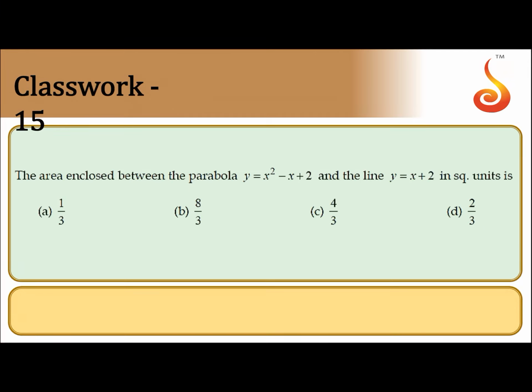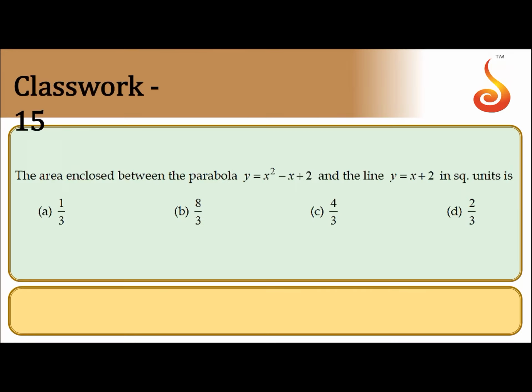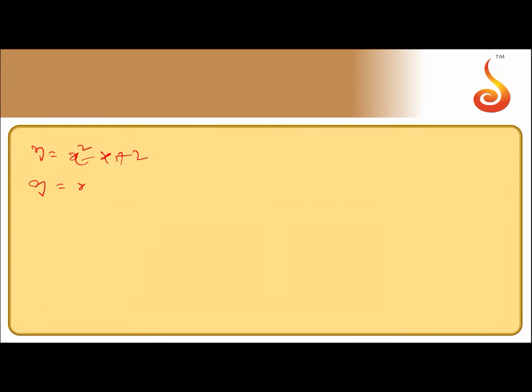Coming to the next one, area enclosed between the parabola and the straight line. Now, when you take up the parabola and the straight line, area bounded by parabola and the straight line. So let me take y is equal to x square minus x plus 2, the parabola, and the straight line y is equal to x plus 2.